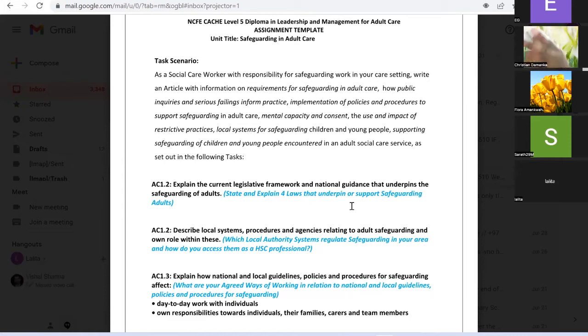So the current legislative framework and national guidance. National guidance has to do with regulation. So we have laws and we have regulations that underpin, that form the basis or the foundation for safeguarding of adults. In other words, state and explain 4 laws that underpin or support safeguarding of adults.